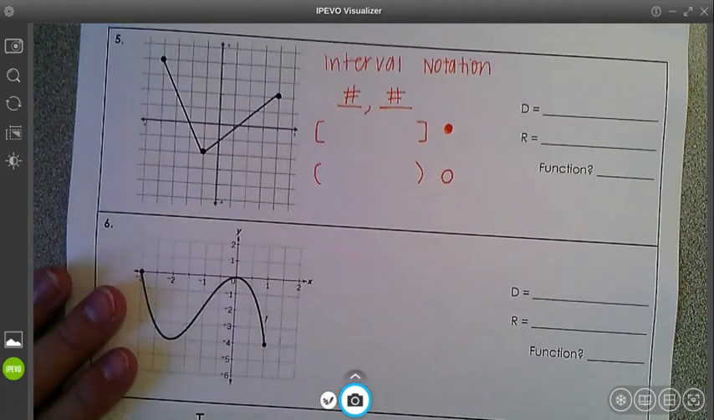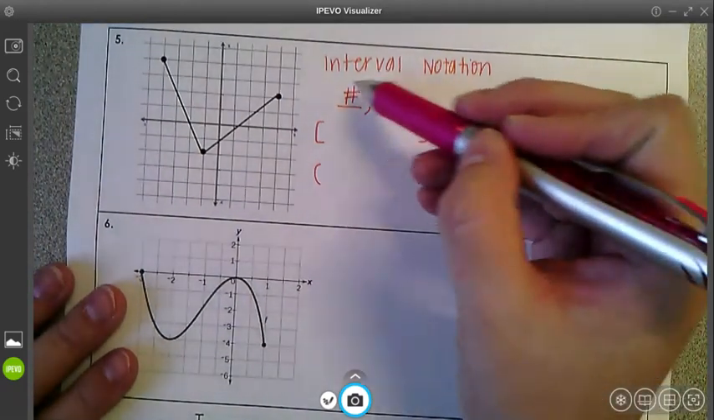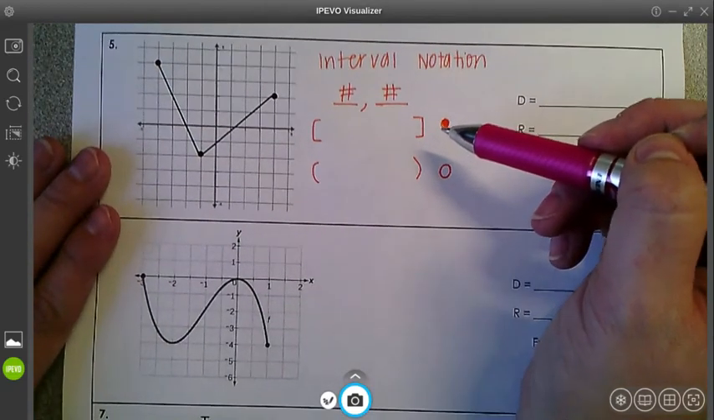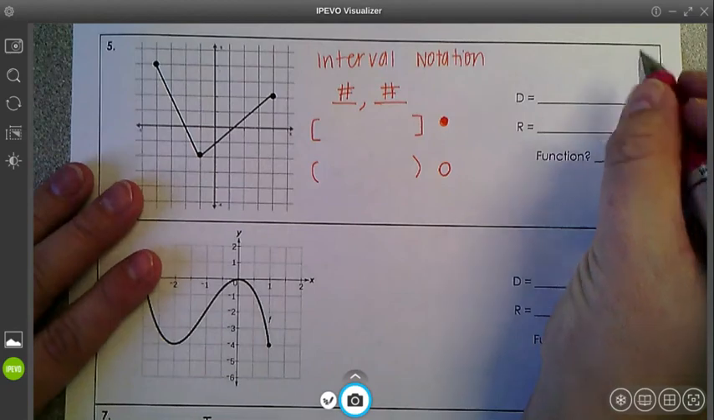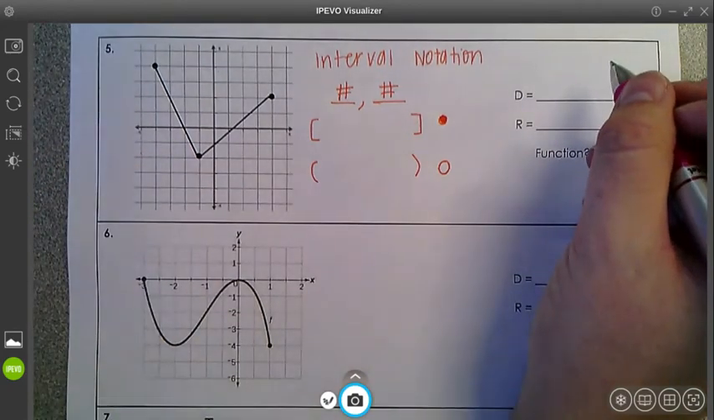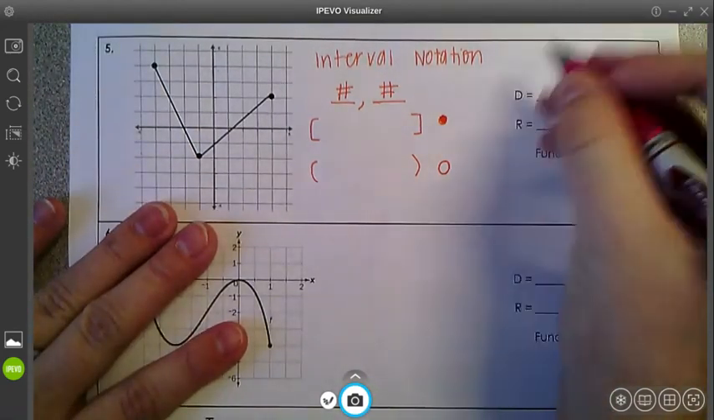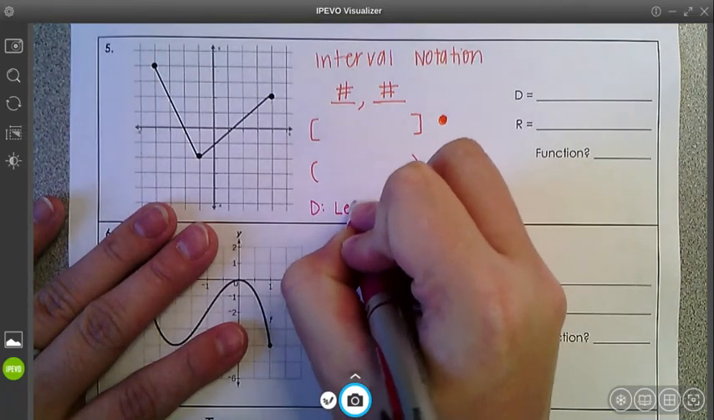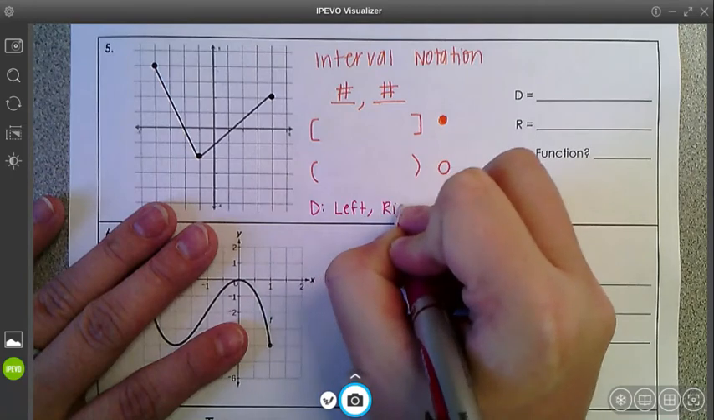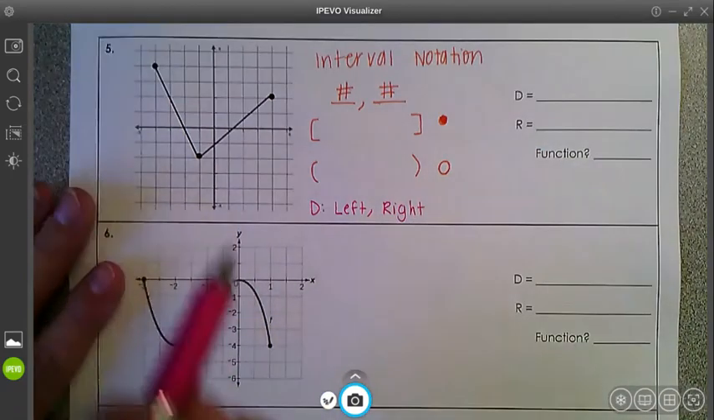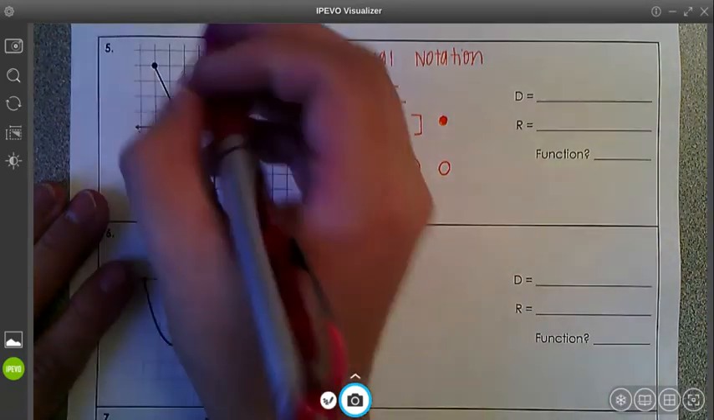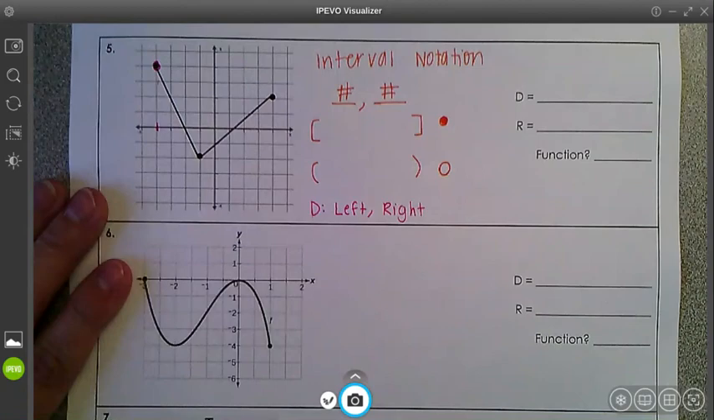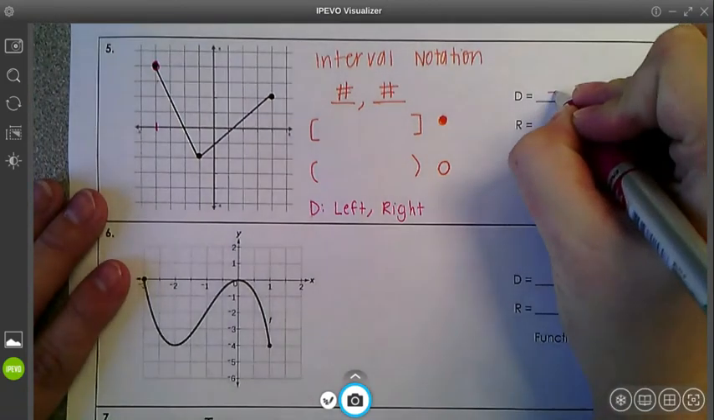So the numbers that we write down are our starting and ending numbers. For the domain, we're going to look at our starting x. So domain is left, comma, right. We're going to see the farthest left we can go. And the farthest left is this point right here, which is at -4. So we write down -4.